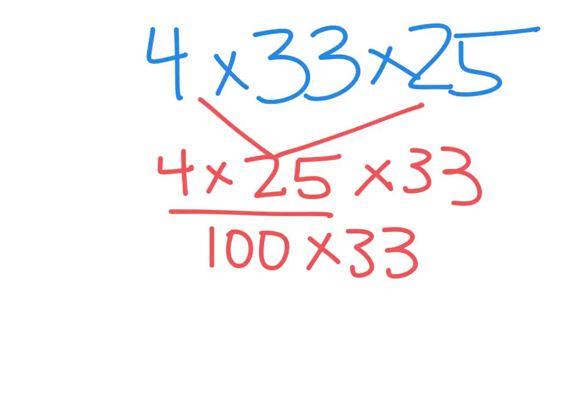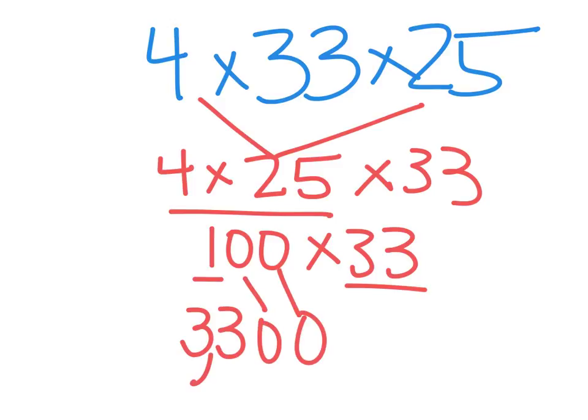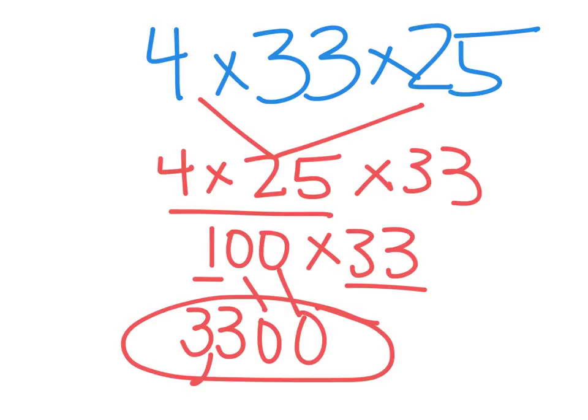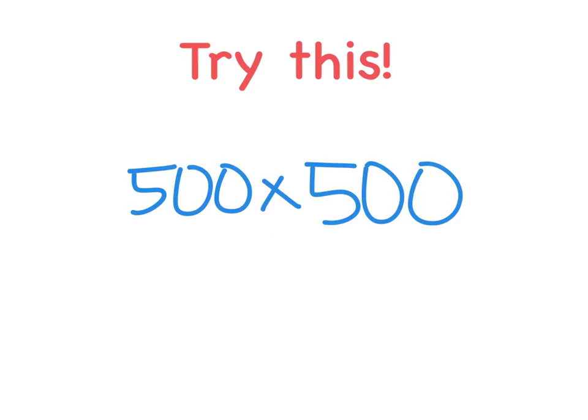Now 100 times 33 is pretty easy. 1 times 33 is 33, and I add my 2 zeros to get my final answer of 3,300. While I did this on paper, you could do these problems in your head. That's what's so nice about this rule, and that's why this falls under lesson 2, which is mental math.